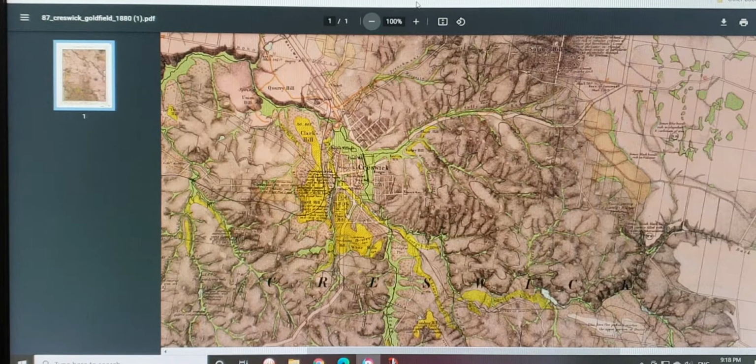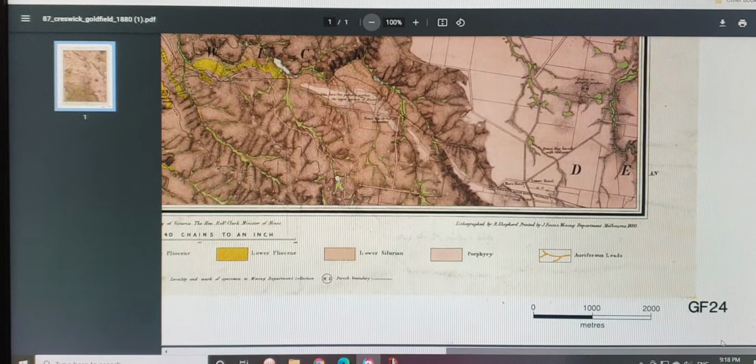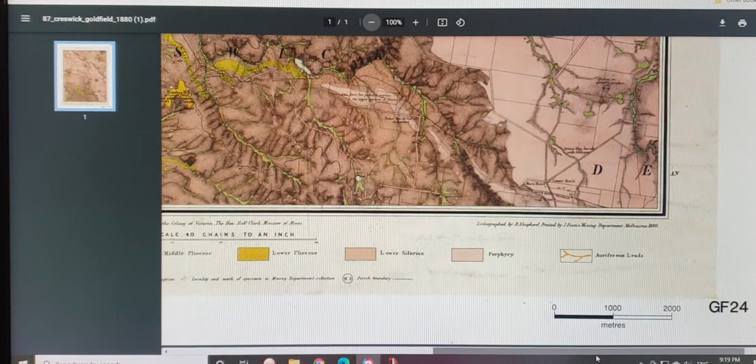But in today's video, we're looking at Creswick's gold map. And this gold map is from the 1880s. And I did get it off the Victorian government. But because it's 1880s, it should be out of copyright.